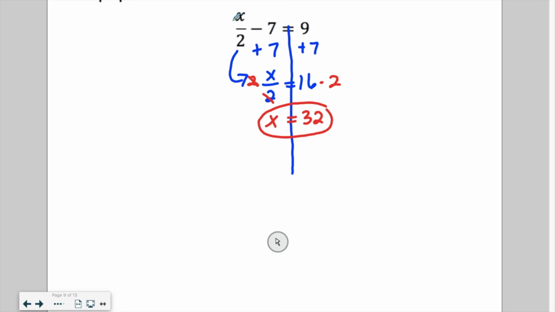You can always check your work to see if you're right as well. 32 divided by 2 is 16, and then 16 minus 7 gives you 9. So you know you have the right answer.